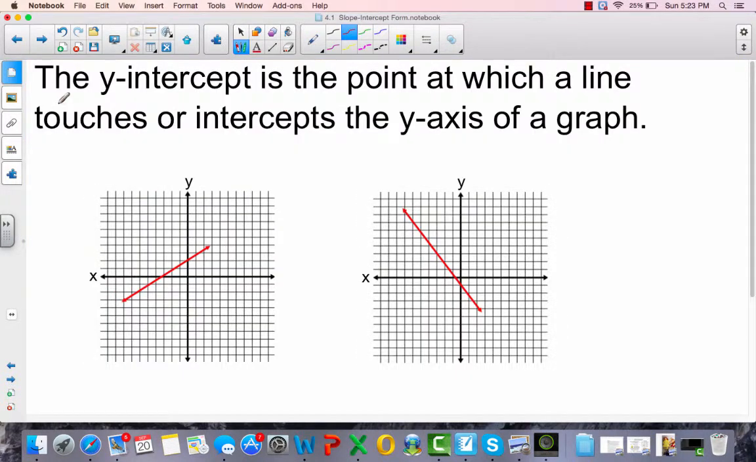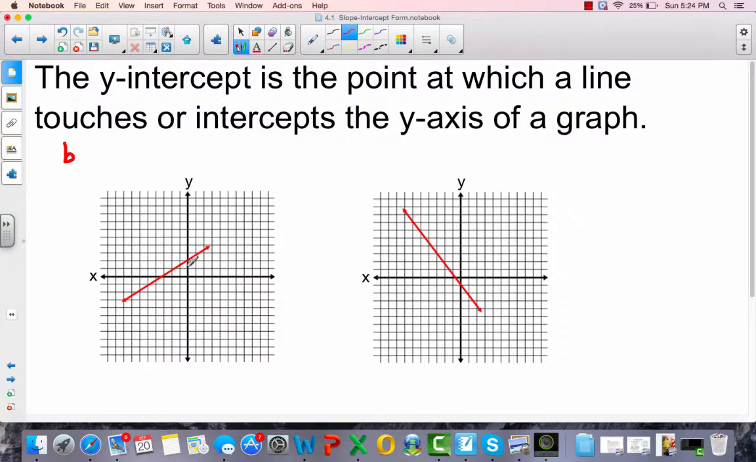Okay, the y-intercept is the point at which a line touches or intercepts the y-axis of a graph. So we've got this line, and it's moseying along here, and it touches the y-axis right here. By the way, y-intercept is designated with a B. Remember, slope is designated with an M. The y-intercept is designated with a B.